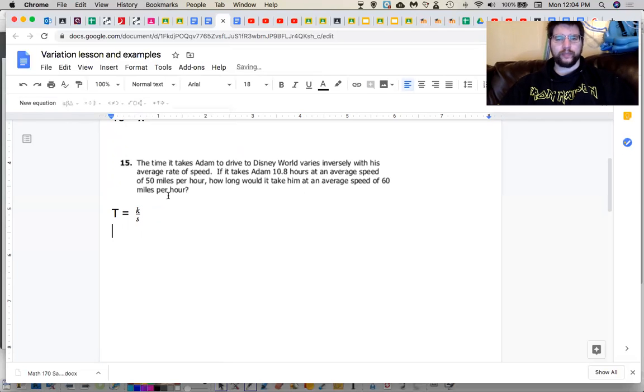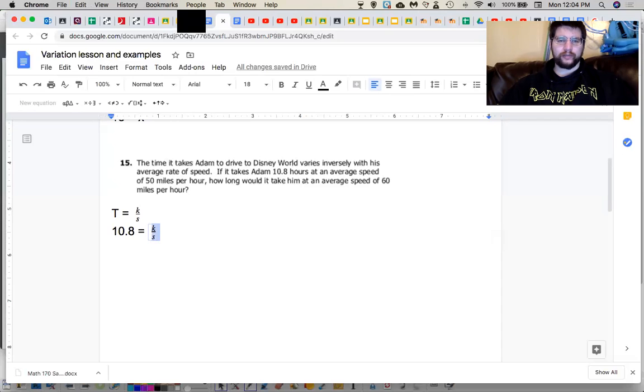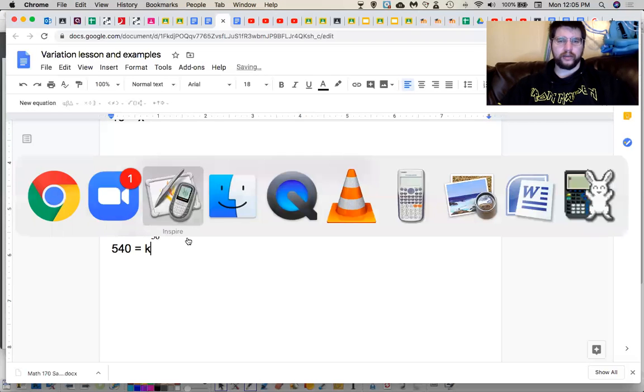Now, what does it tell me? Since I got a fraction, I'm going to go ahead and copy that. Copy paste is your friend. It takes Adam 10.8 hours. So I'm going to replace this t with a 10.8 at an average speed of 50 miles an hour. So I'm going to replace that S with a 50. And then where are you at? To solve, of course, you can multiply both sides by 50. 500 plus 40, 540. 540 equals k.